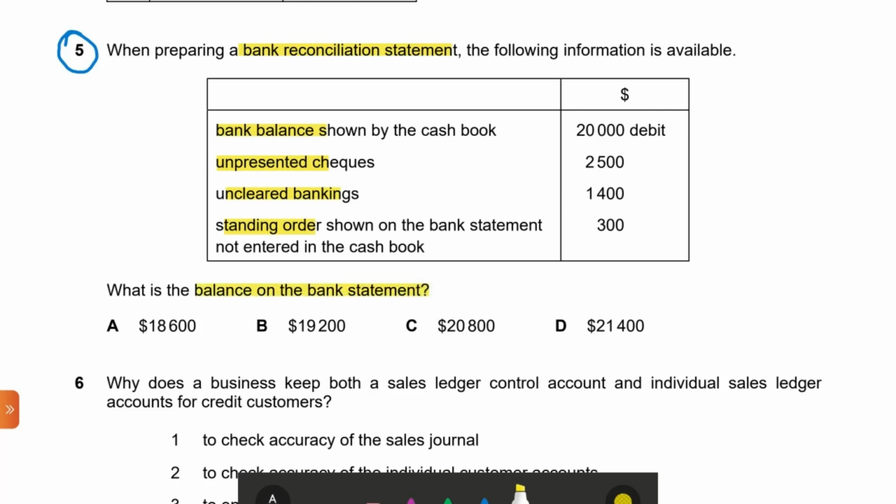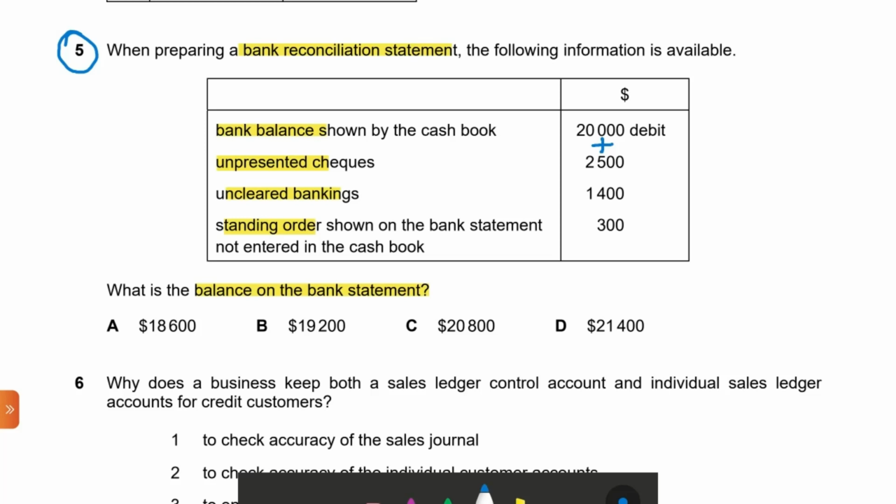So here the bank balance is 20,000 and unpresented cheque. Unpresented cheque means the cash book has it on the credit side, but the bank doesn't know about the unpresented cheque, so that is not deducted in the bank statement. So it must be added. It is not deducted in the bank statement, so this amount is added there.